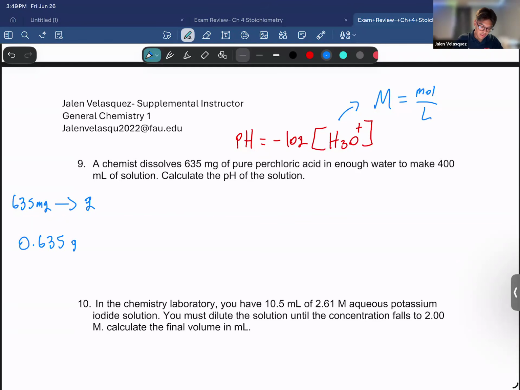0.635 grams of perchloric acid, HClO4. So now I have the perchloric acid in grams. Now I can get to the moles, so we can just divide by the molar mass. So 1 mole of perchloric acid is 100.46 grams. So 0.635 divided by 100 is 0.00632 moles.